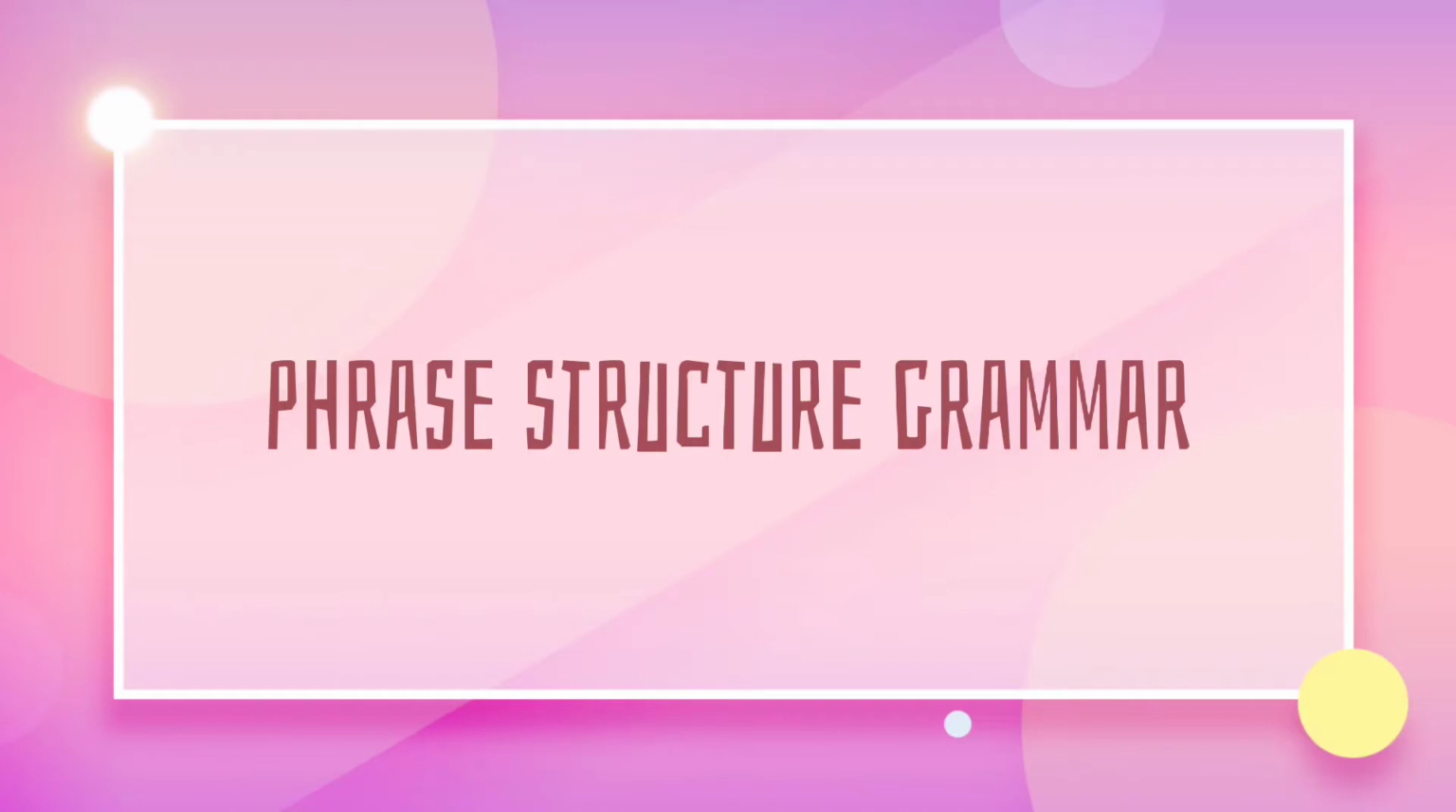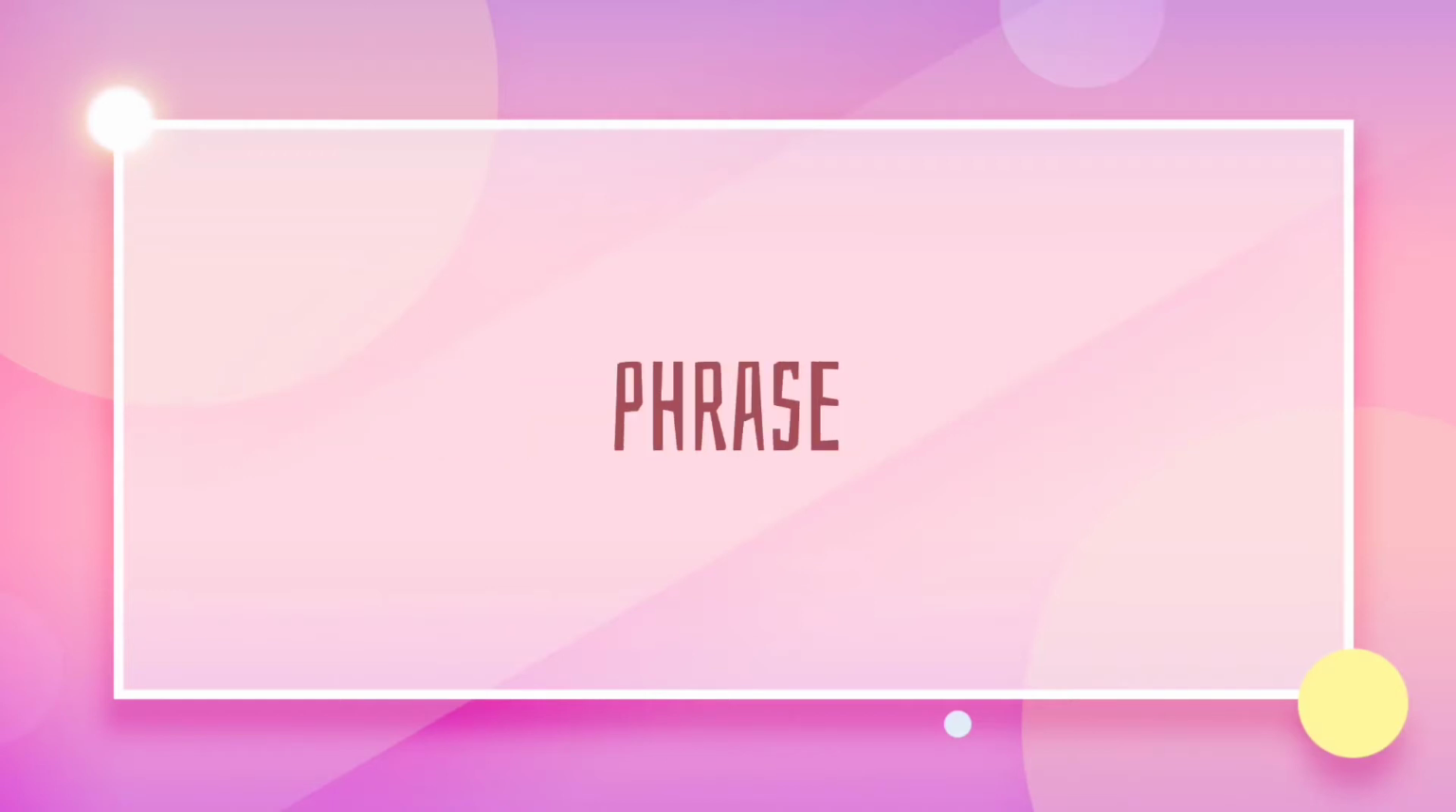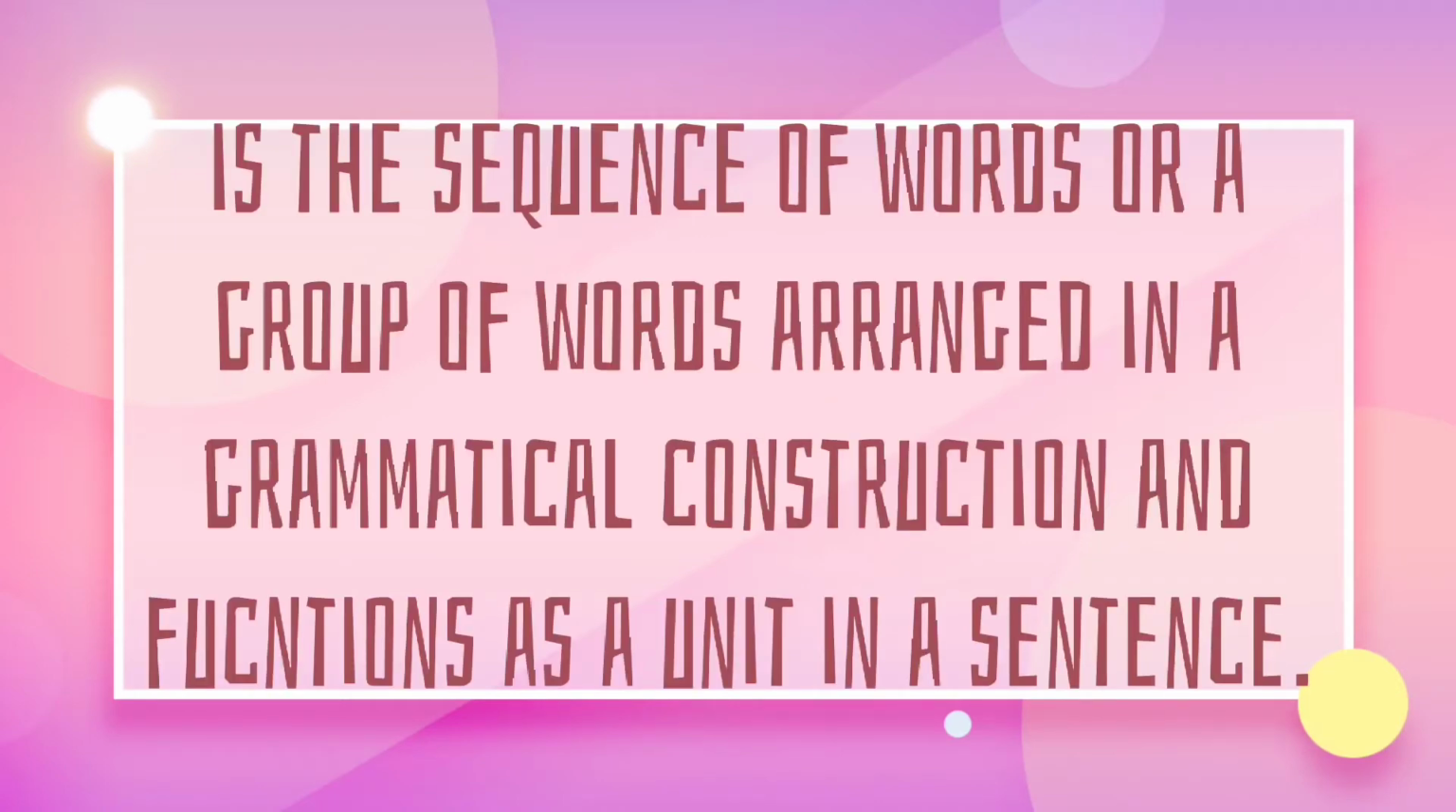Now, let us proceed to the phrase structure grammars, which consist of the noun phrase, adjective phrase, verb phrase, and etc. But before that, let us define what a phrase is first. A phrase is a sequence of words or a group of words arranged in a grammatical construction and functions as a unit in a sentence. Class, there are actually a lot of commonly occurring types of phrase, but I will just give the three most used phrases and their meaning since I will discuss it further when we reach the phrase structure rule lesson, okay?